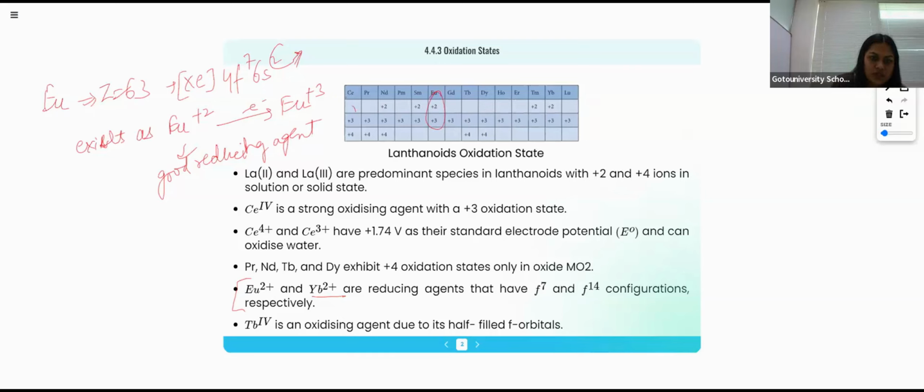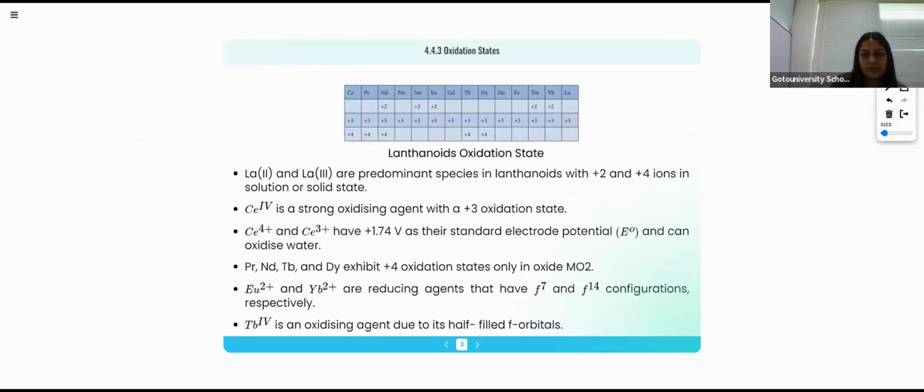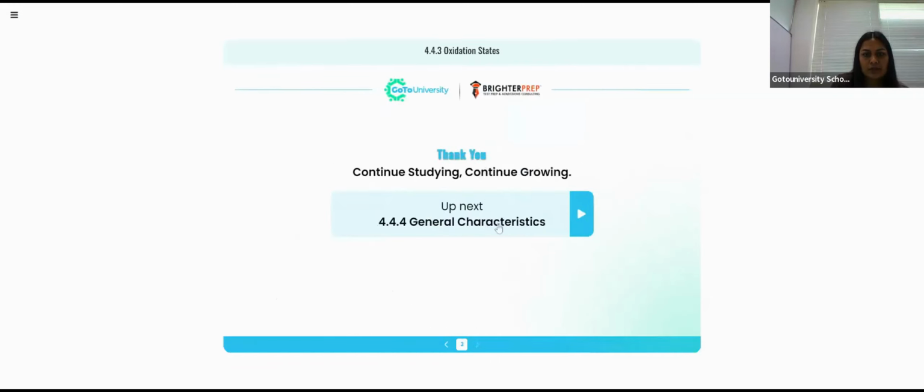If the question arises, mainly the lanthanides have a +3 oxidation state, and why europium or ytterbium show +2 and +3 oxidation states, that is because they are good reducing agents. As well, if we talk about cerium, that is a good oxidizing agent, so that is why its oxidation state varies from the common oxidation state of +3. I hope the oxidation state of lanthanoids is clear.